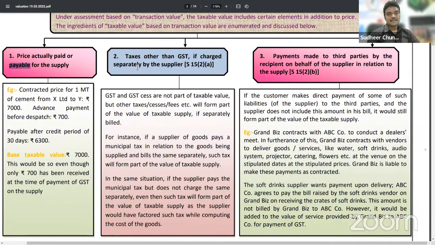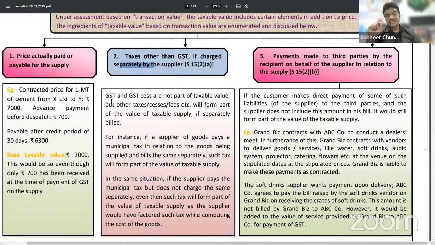Now coming to the second part. Taxes other than GST, if collected, should be included in the value of the supply. So taxes other than GST, if charged separately by the supplier, that means in the invoice, additionally if we charge any taxes other than GST, they have to be included. Let me give you one perfect example. Sir, actually premises rent charged by the owner is 1 lakh per month. That means 12 lakhs per annum.